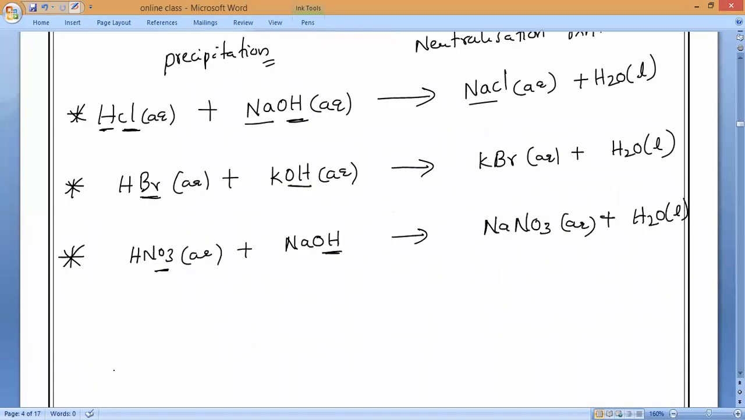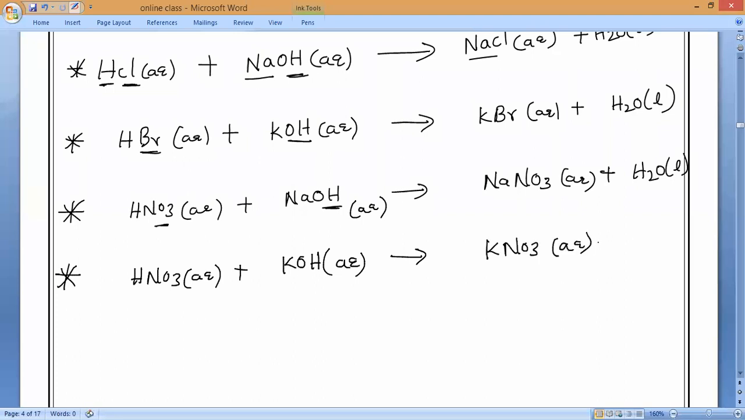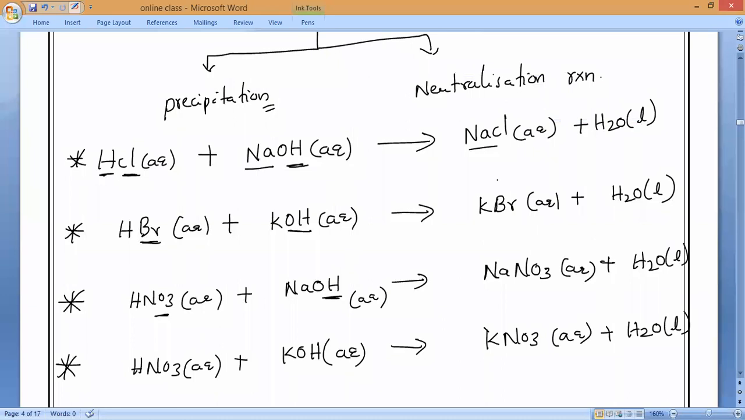So you can take, in place of NaOH, potassium hydroxide. What will come? Tell me. Nitric acid, HNO3, aqueous state, plus potassium hydroxide, aqueous state. What will come? Products? Potassium nitrate plus H2O. So have you noticed it? All these we used to call salt. Salt means not only NaCl. This is common salt. This is potassium bromide salt. This one is also salt. This is also salt.